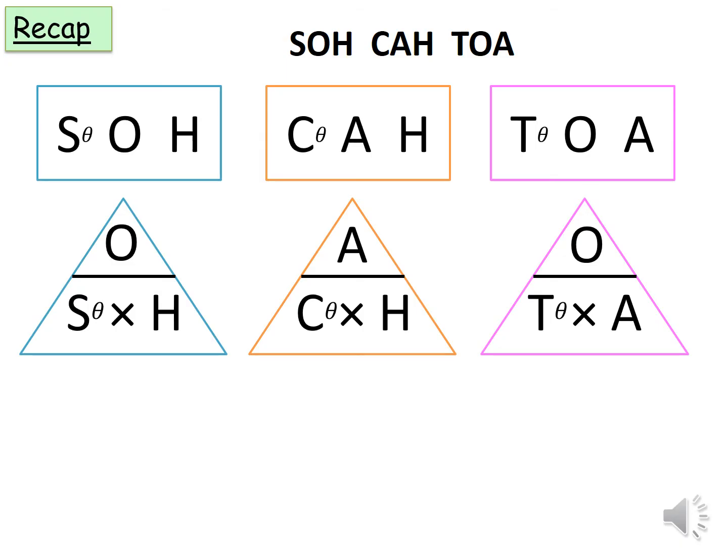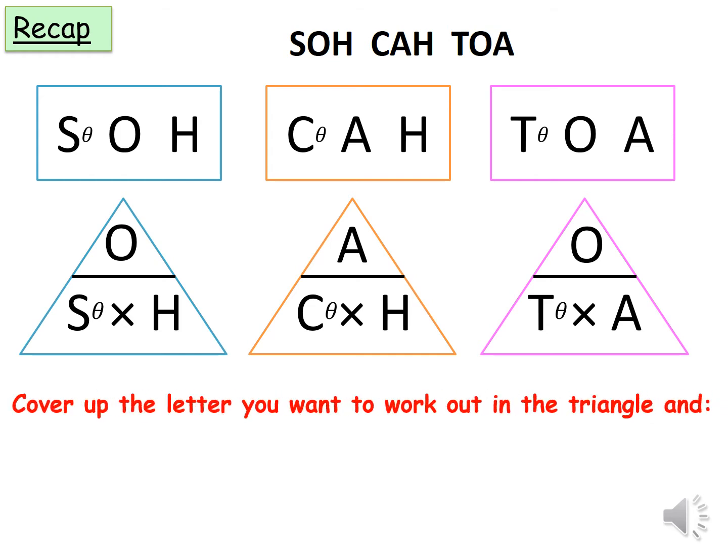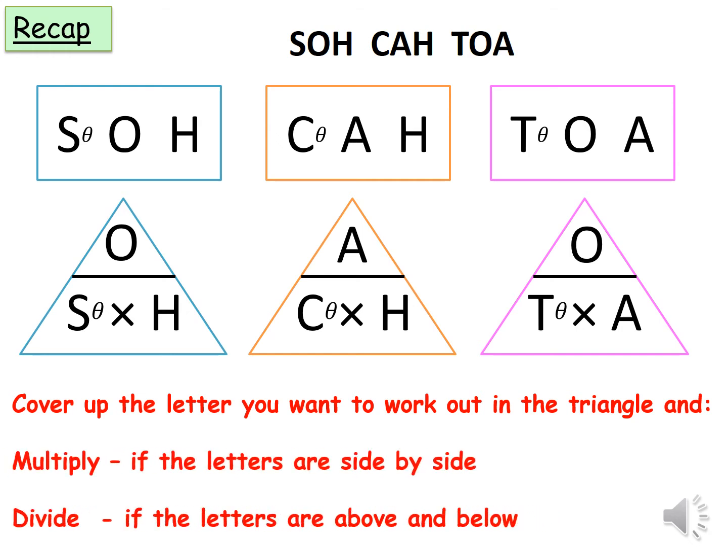Alright guys, quick reminder, you will not be given the trigonometry formulas in an exam, so you need to memorize them by heart. One way you can do it is using the SOH CAH TOA method, which is a mnemonic that makes you remember it. Make sure you remember to cover up the one that you're trying to find in the triangle, and then you're going to multiply if the letters are side by side and divide if one is above the other.